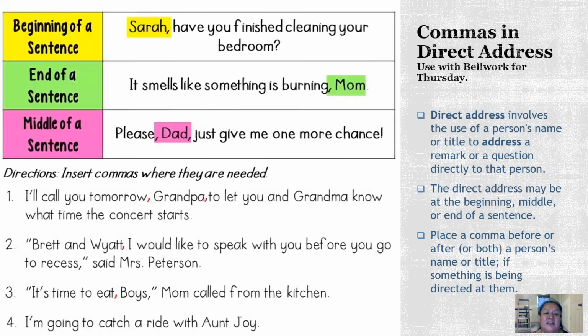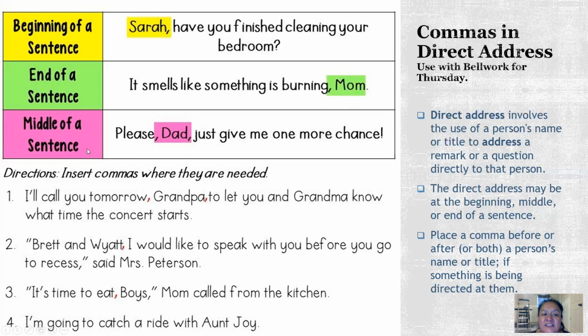So here are some examples. You have the beginning of a sentence. Sarah, have you finished cleaning your bedroom? Sarah is an actual name. That's why there's a comma behind it. And then if you have it at the end of a sentence, it looks like this. It smells like something is burning, Mom. So Mom is the title of a person, so they have a comma right in front of it.